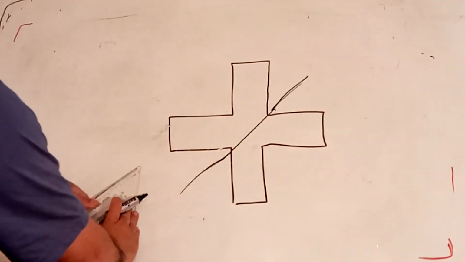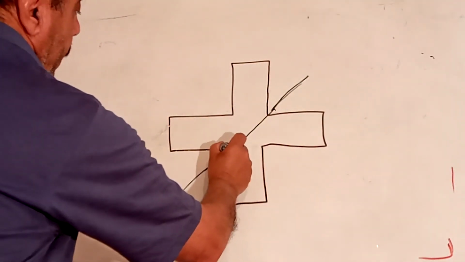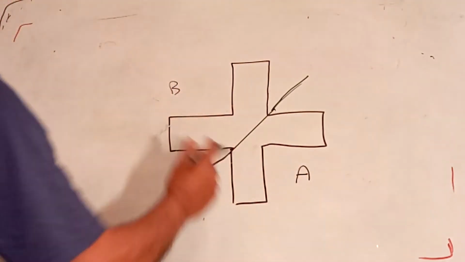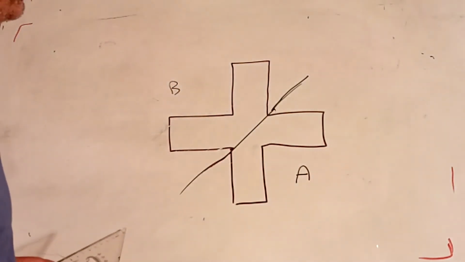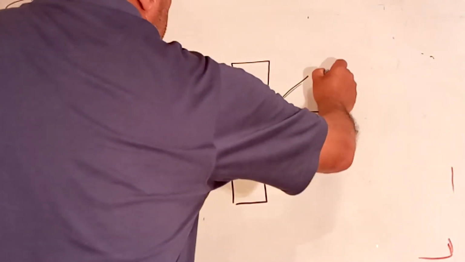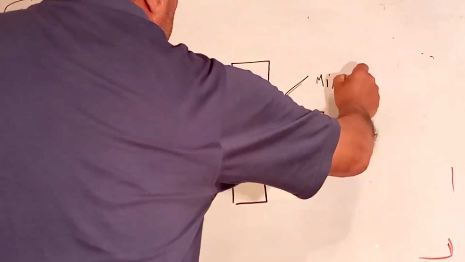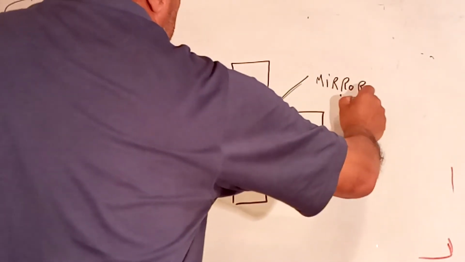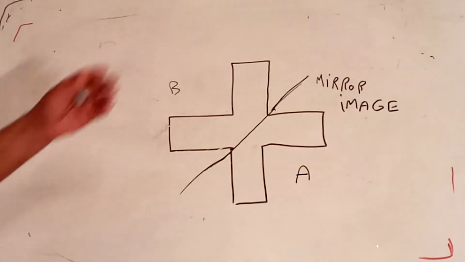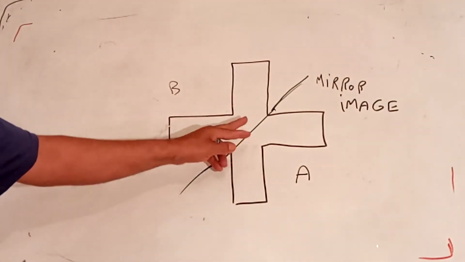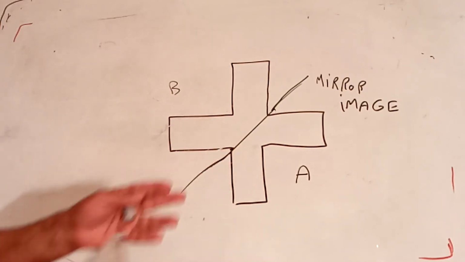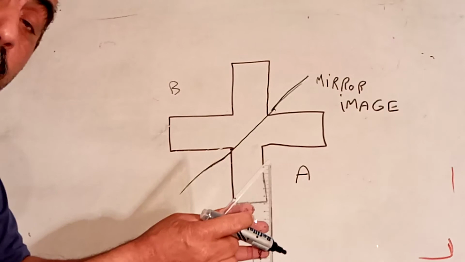Okay, so if you look at this one, let's say this is side A and this is side B. You can fold side A over side B, and this is the mirror image. So this one and this one are exactly the same, as if this is a mirror. If this one is looking at this one, and if you fold it like this, they will fold over each other.